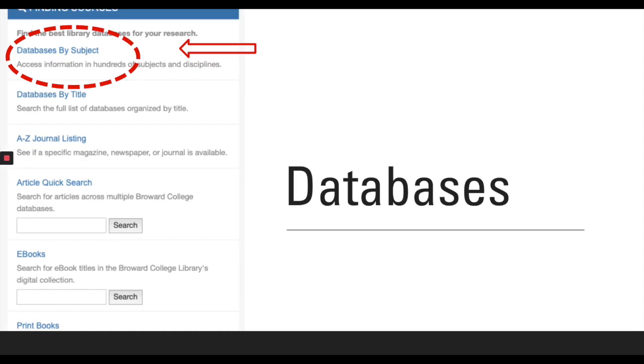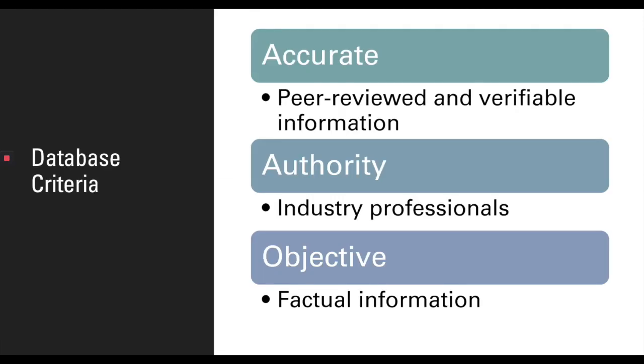Databases allow you to find accurate, objective, and authoritative information that is typically not freely available on internet search engines such as Google. Databases store thousands of credible sources such as articles, books, primary sources, images, statistics, and videos, to name a few. Some databases will provide sources on a variety of topics, while others will focus on providing you sources on specific topics. The sources you find in databases were selected because they met the following criteria.